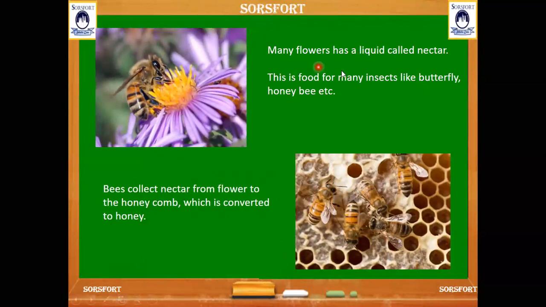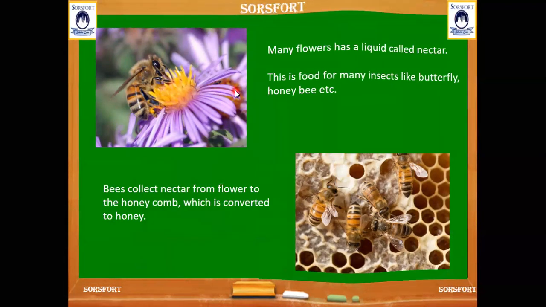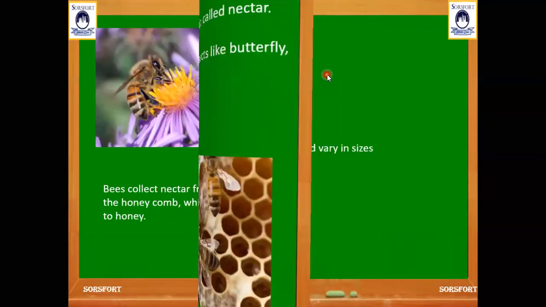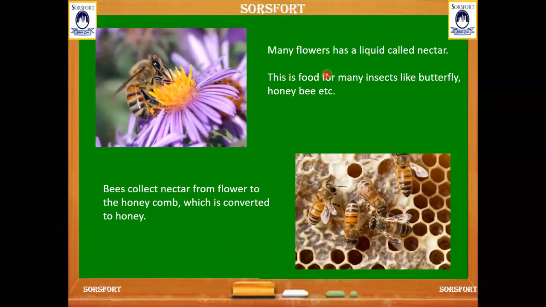And many flowers have a liquid called nectar in them. For that nectar, insects like butterflies and honeybees are attracted to the flower and take the nectar from the flower. And the nectar collected by the bees is collected in the honeycomb. We can see the honeycomb here, which is converted to honey. In the honeycomb, we get the honey.